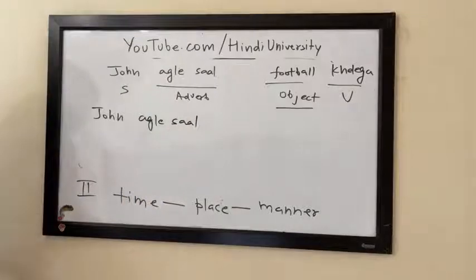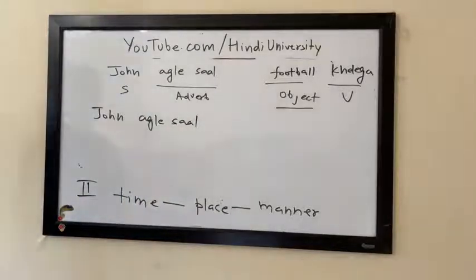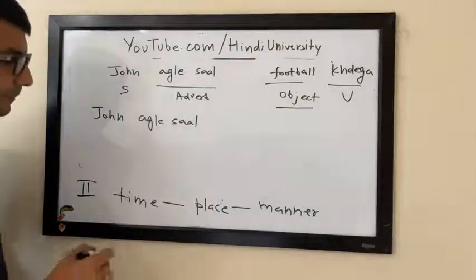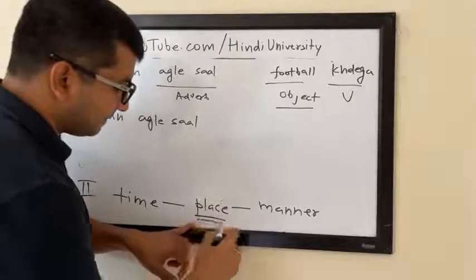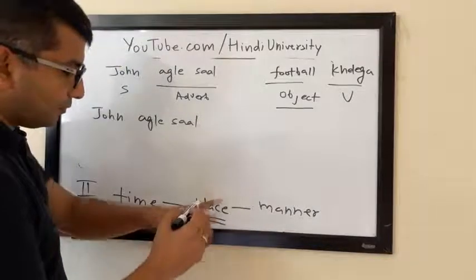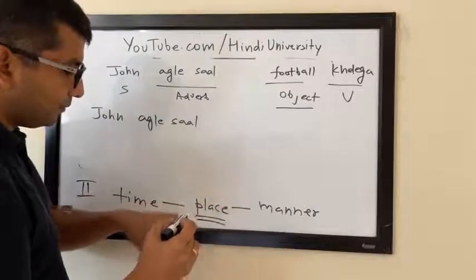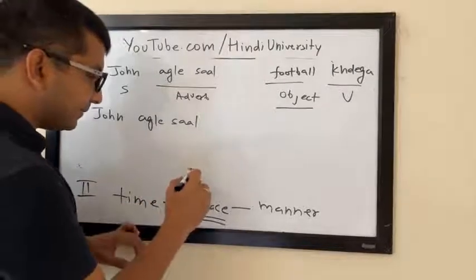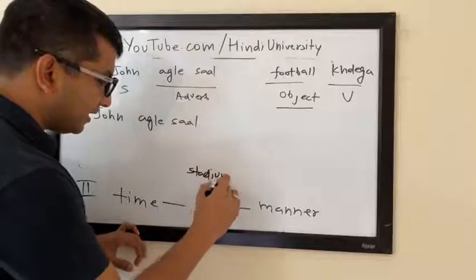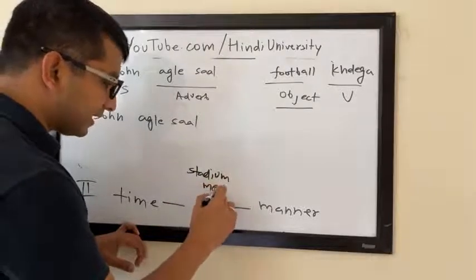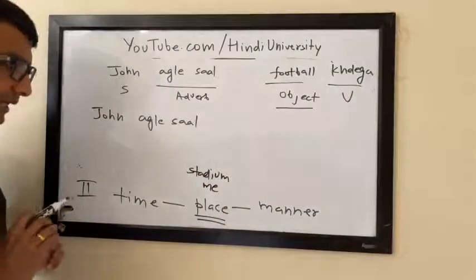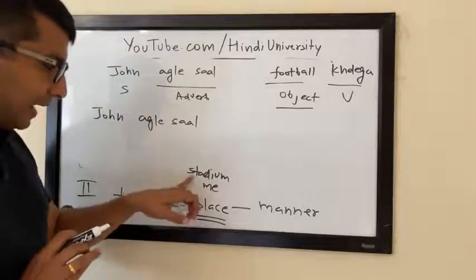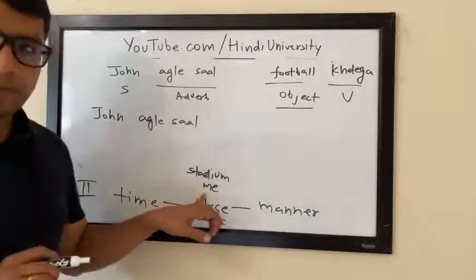अगले साल दिल्ली में. Okay. Place is stadium. Stadium में. That is correct. You can put stadium में. You can say अगले साल stadium में football खेलेगा. You have a noun followed by a postposition.